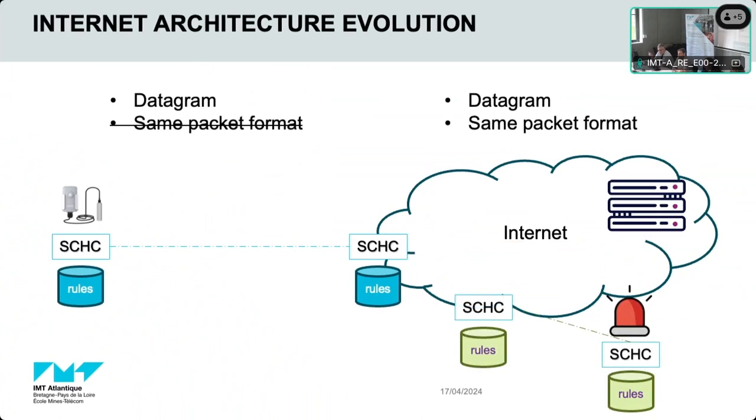the internet as well. So with the classic internet, if we look at these two fundamental functions, the first is the datagram, meaning we treat each piece of information independently from the others. And the second is that we had the same packet format everywhere, with SCHC. And this is the only compression protocol that allows us to do this. We keep the datagram mechanism, but we change the datagram format. So we don't change how the applications work.